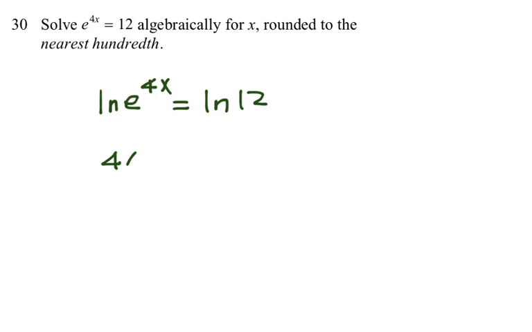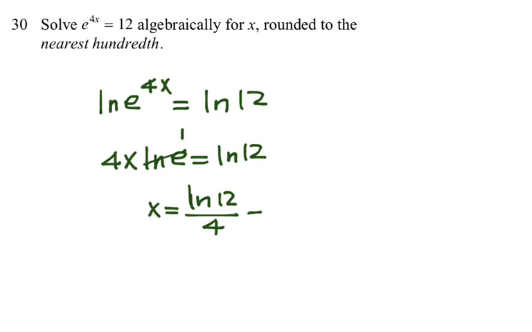And then 4x, by the power rule and ln of e, which we know to be equal to 1, is equal to ln of 12. Then x must be equal to ln of 12 divided by 4. And that's approximately equal to 0.62 and so on. So to the nearest hundredth it will be 0.62.